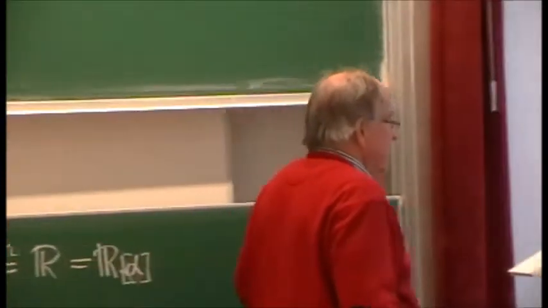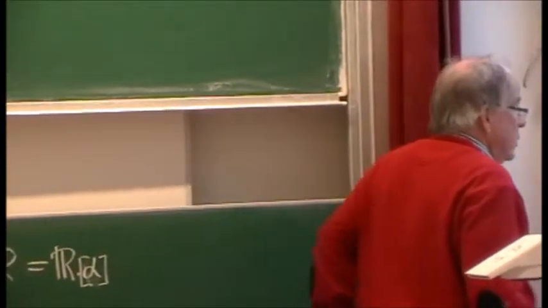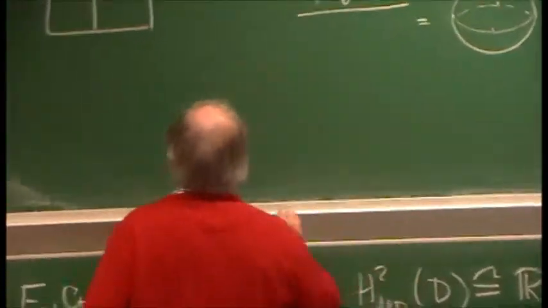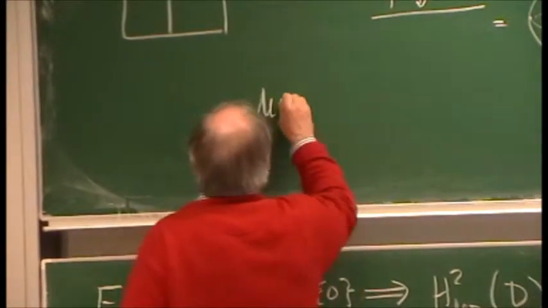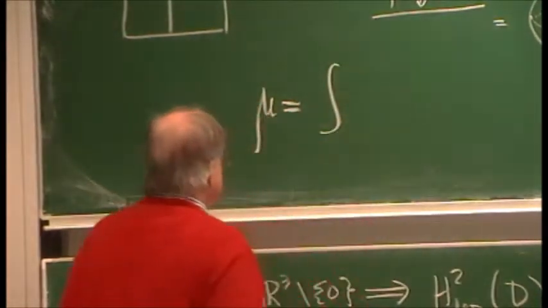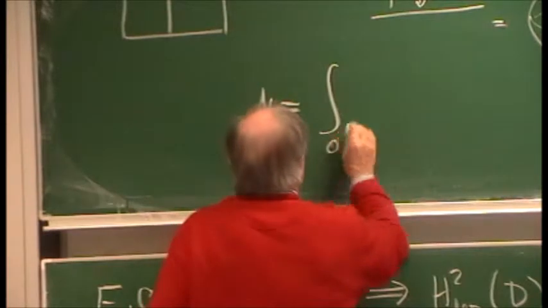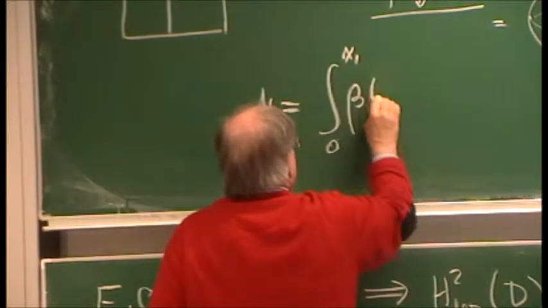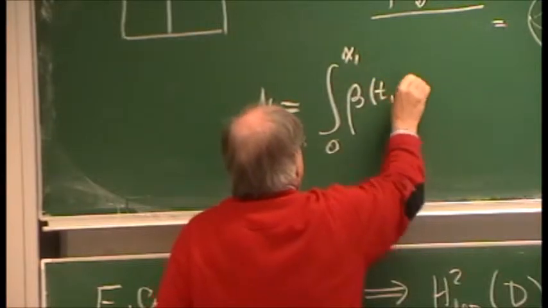Well, let's see. Let's try it. Let's try mu equals the integral, t goes from 0 to x1, of beta of (t, x') dt.